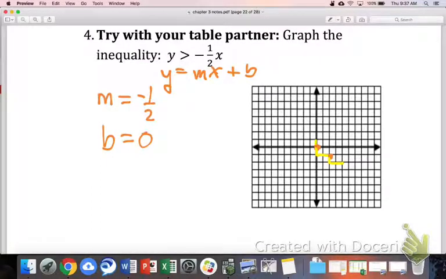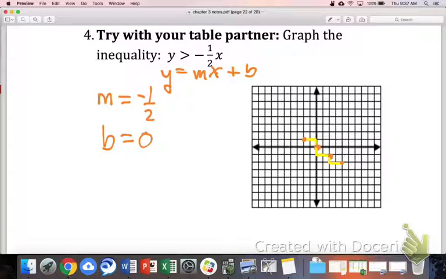We could also go up 1, left 2. That would be the same pattern. So you could do that if you want. I'm just going to leave it at that. How many points do you really have to graph? How many points define a line? 2. So I really only have to graph 2. I decided to graph some extras just because.